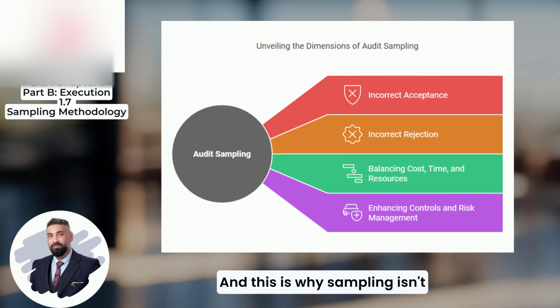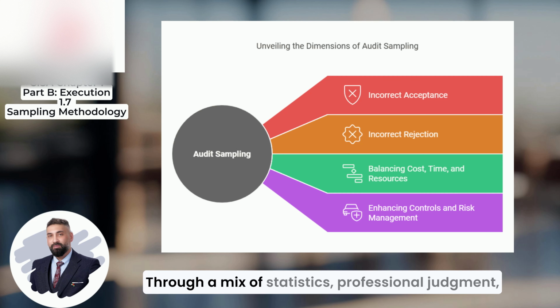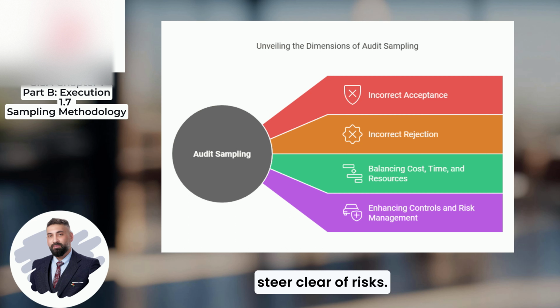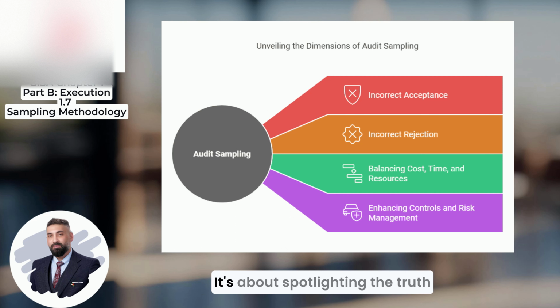And this is why sampling isn't just about picking items randomly. It's a careful process of balancing cost, time, and resources against the need for accuracy. In summary, audit sampling is a vital tool, one that allows auditors to zoom in on the essential and zoom out with confidence. Through a mix of statistics, professional judgment, and experience, they uncover insights that help organizations improve controls, verify data, and steer clear of risks. So the next time you hear the word sampling, remember, it's not about cutting corners. It's about spotlighting the truth with efficiency and precision.